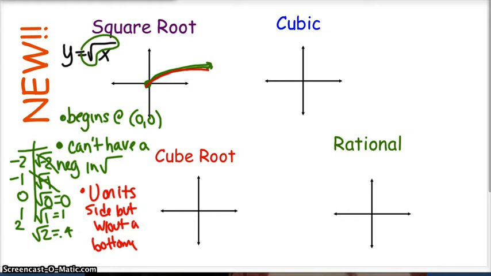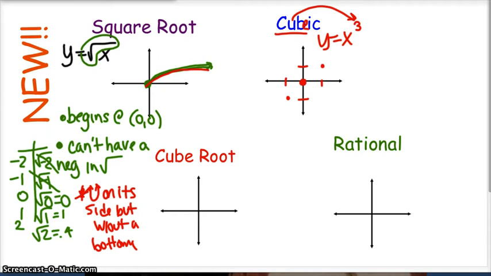And we will explain in class what we mean by it being a U on its side but without the bottom. Cubic. The parent function of a cubic is y equals x to the third. Think about cube, cubic, and its function has a major turning point at 0, 0. It has a point here at 1, 1, and has a point here at -1, -1.